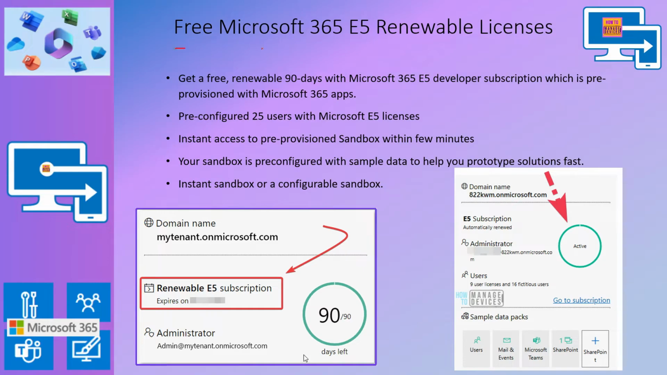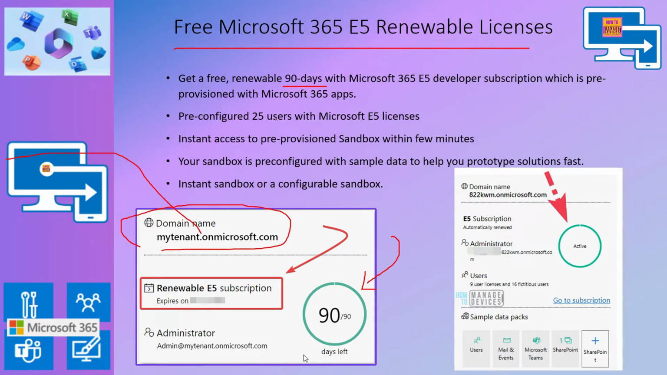Let's talk about free Microsoft 365 E5 renewable licenses. How to get this? This is normally 90 days valid, and after that there are two chances. It will get automatically renewed for the next 90 days or it will get expired. So how to get renewed? How to make sure that there are some activities going on with this trial tenant? We will discuss all those things in this video. And there would be pre-configured 25 users with Microsoft E5 license once you create the test tenant.